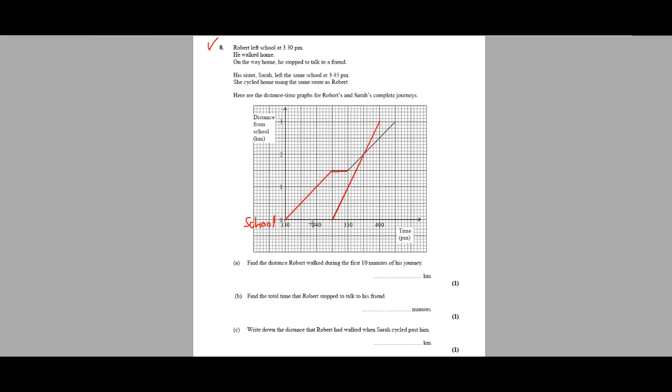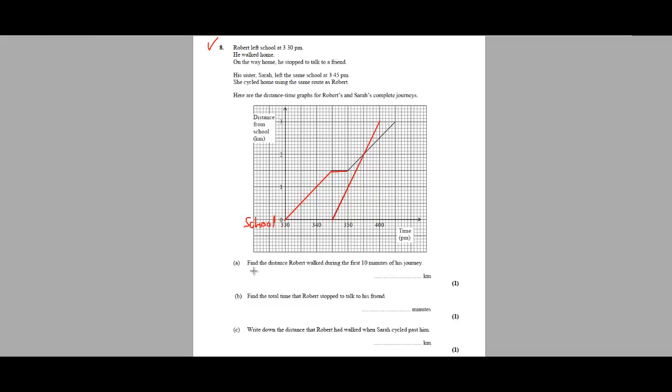She also left school and the time is 3:45. She cycled home using the same route as Robert. Robert is walking and Sarah is cycling. So therefore, the speed of Sarah will be greater than the speed of Robert, obviously. And look here, if you compare the graph of Sarah and Robert, the graph of Sarah is steeper than the graph of Robert because Sarah is cycling. And on cycling, speed is obviously greater as compared to walking.